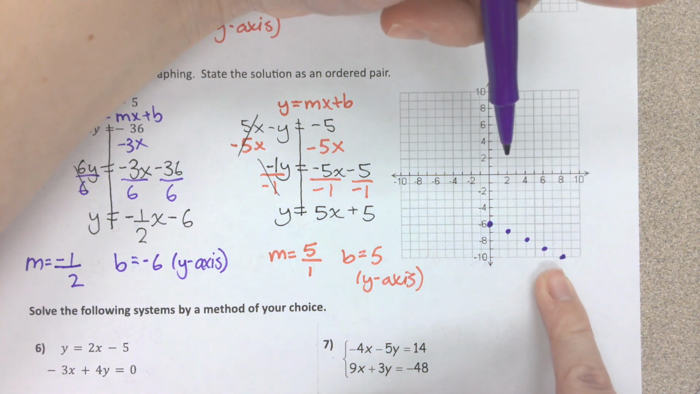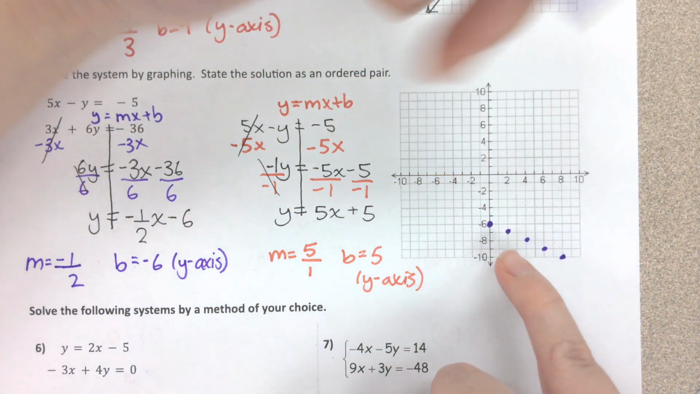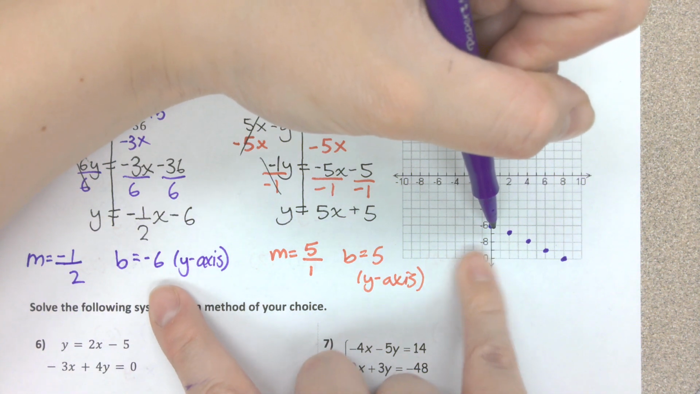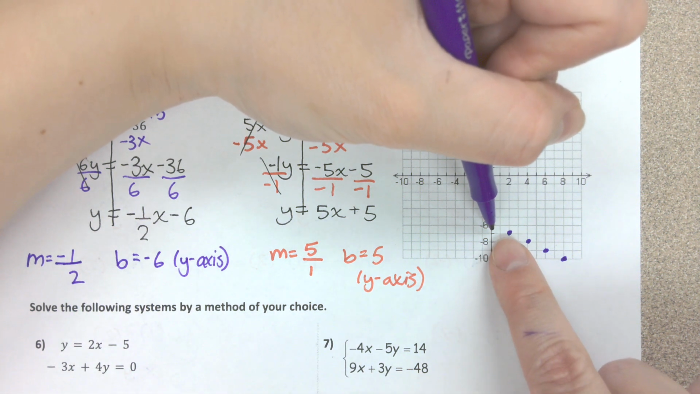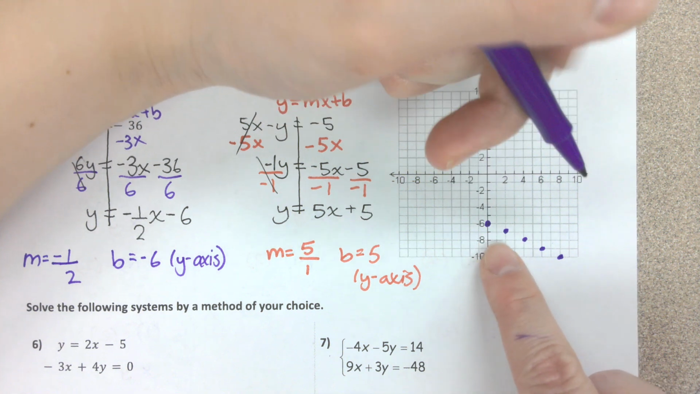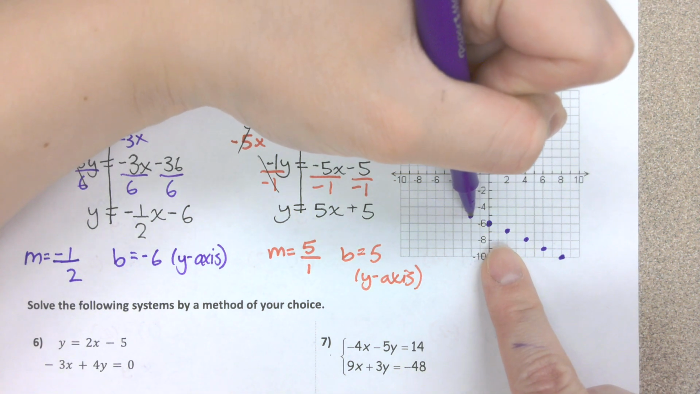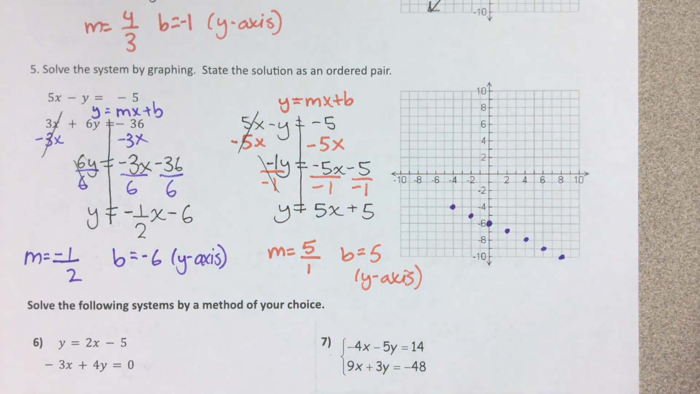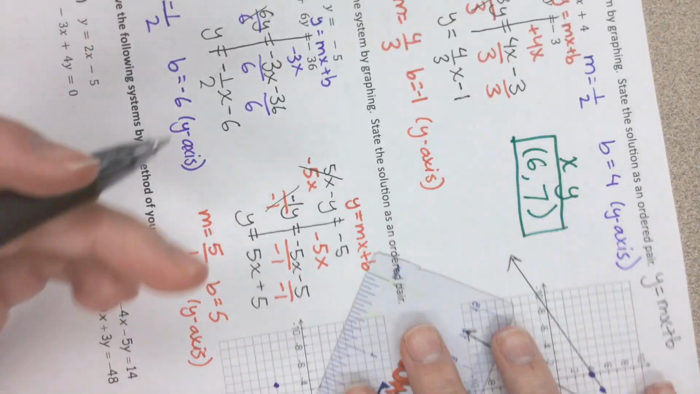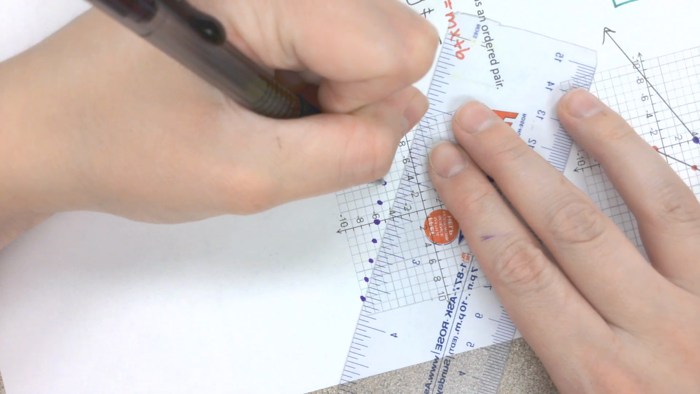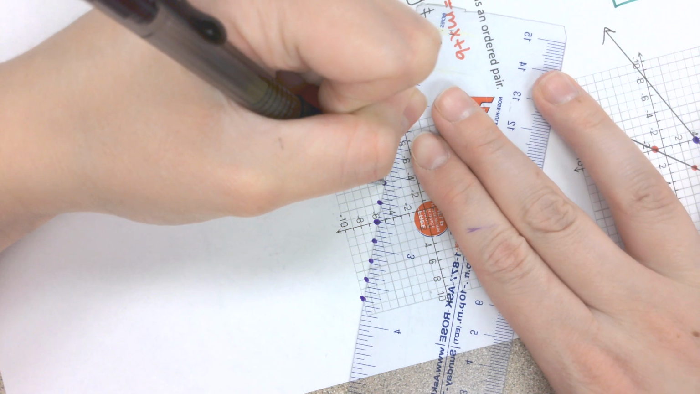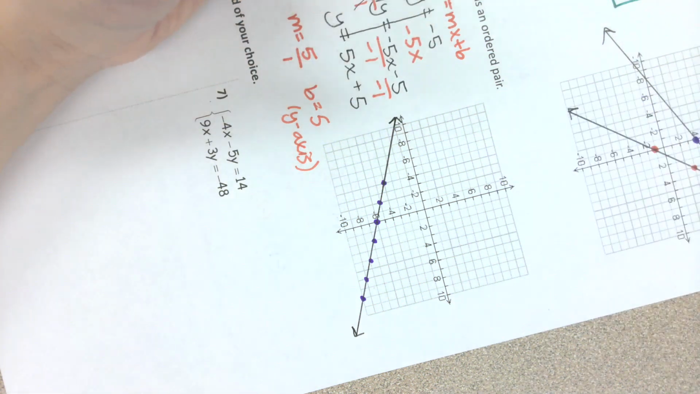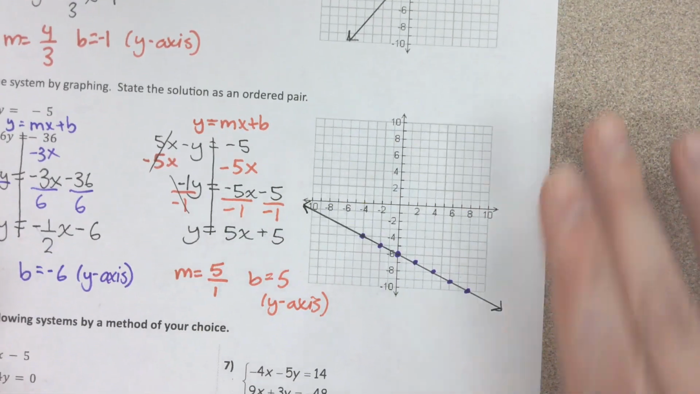This is a good amount of points, but I do want to get a few more, so I'm going to go backwards. I'm going to go back to my starting place of -6. So instead of down and right, I'm going to go up and left. Up 1, left 2. Up 1, left 2. That's enough. Now I'm going to connect them. Again, the more points you have, the better your line is going to look.